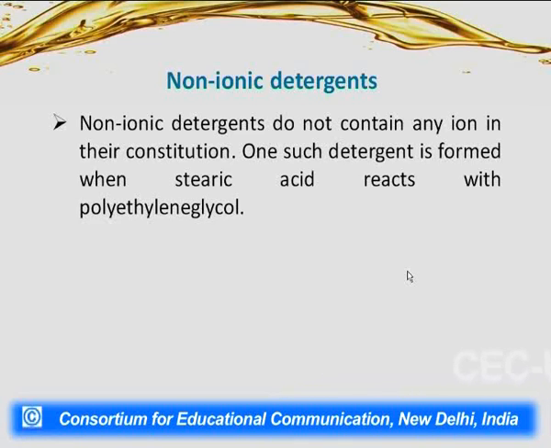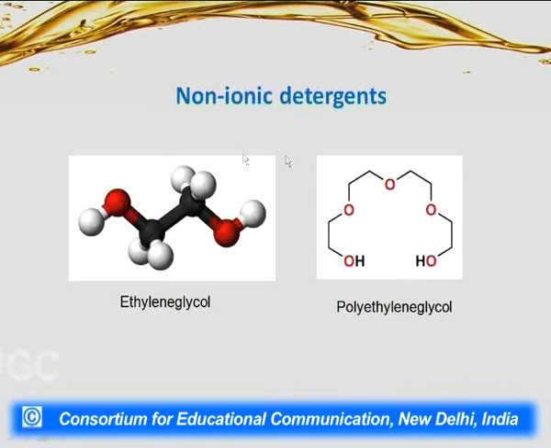Then non-ionic detergents are those which do not contain any ions in them, and they are mostly the esters of polyethylene glycol. This is ethylene glycol, CH2CH2 having one hydroxyl group at the end, and when this is polymerized we get this type of chain. Here only 4 molecules are shown, but there will be a long chain, and the terminal of the chain will have a free hydroxyl group and in between there will be ether linkages. These are called polyethylene glycol.